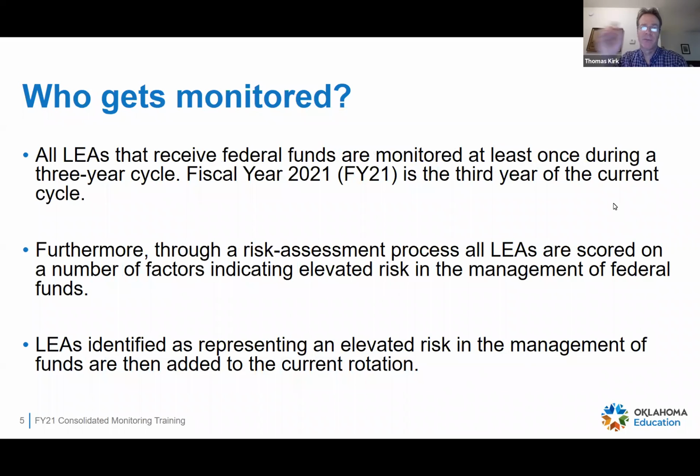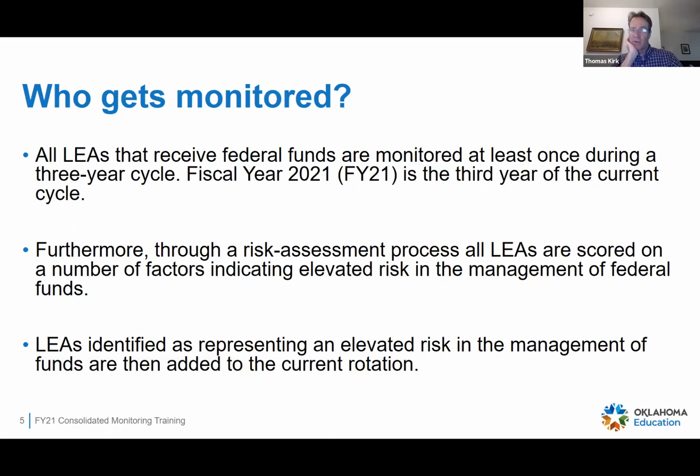So who gets monitored? Okay, short answer is everyone does. There are too many school districts in Oklahoma to do everyone every year. You can be grateful for that. So we have a 3-year cycle. Everyone gets monitored over the course of 3 years. This year, fiscal year 2021, usually abbreviated as FY21, is the 3rd and final year of the current cycle.